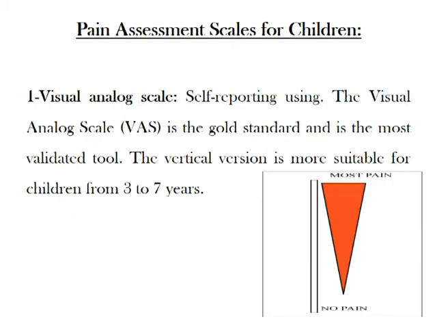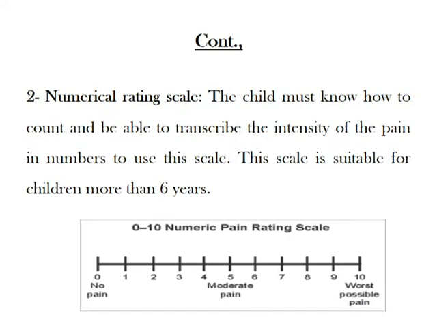Pain assessment scales for children. Number 1, visual analog scale. Self-reporting using the visual analog scale is the gold standard and is the most validated tool. The vertical version is more suitable for children from 3 to 7 years. Number 2, numerical rating scale. The child must know how to count and be able to transcribe the intensity of the pain in numbers to use this scale. This scale is suitable for children more than 6 years.